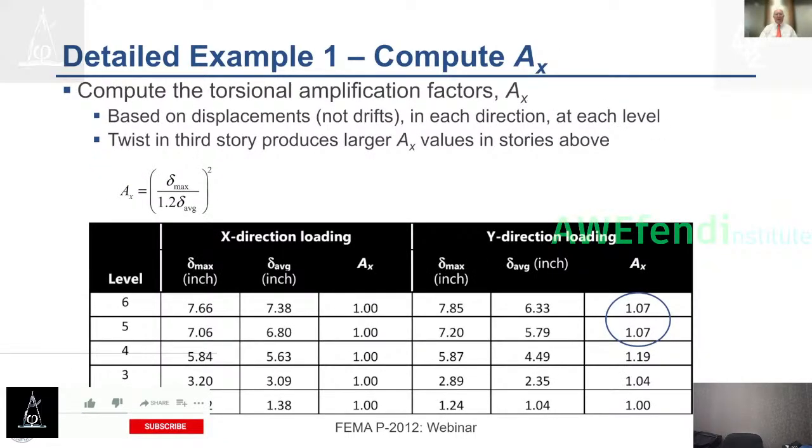Because we have an irregularity, we have to do some amplification of the accidental torsion. When we do this calculation, it's based on story displacements, not story drifts. And the idea here is that if you get twisting in an upper story of the building, that twist carries down. And so you'll notice in this case that the 3rd story had the worst performance expected. The stories above it go along for the ride, and they twist as well. And so they get amplification factors, even though those stories aren't as bad.